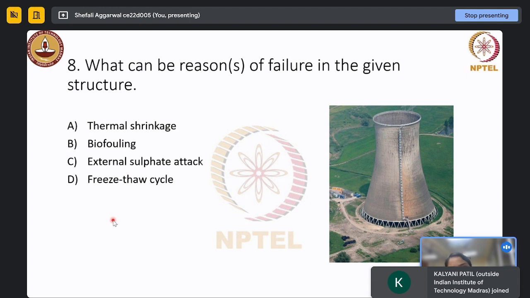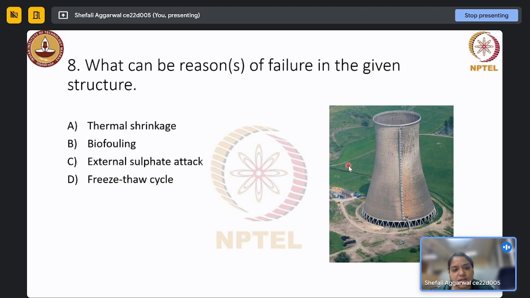Or freeze and thaw? Although this area doesn't look like any hilly area, so freeze and thaw won't be there. But biofouling can happen if we are leaving it unattended for a long time. There are chances of algae formation on the surface of any type of structure, right?